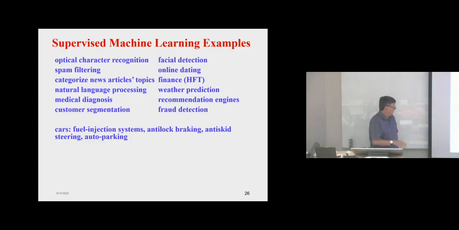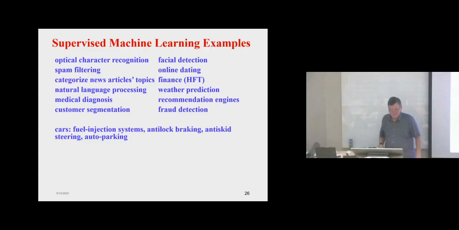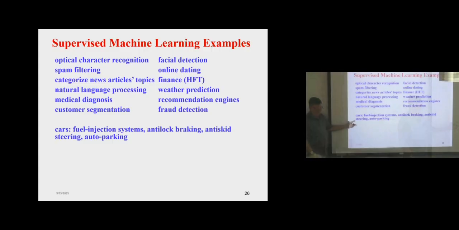Think about your cars. All of us, I'm sure, drive late enough model cars that have fuel injection systems. Anti-lock braking, anti-skid steering, auto parking. Do y'all have that little thing where you press the button and it parallel parks? Okay, that's the other students. No faculty have that. But think about this. That's nothing but machine learning. It's really simple, but that's what it is.